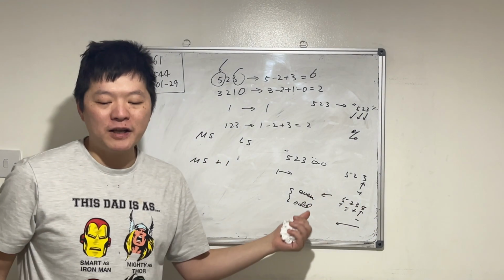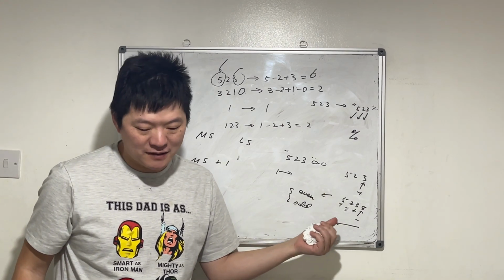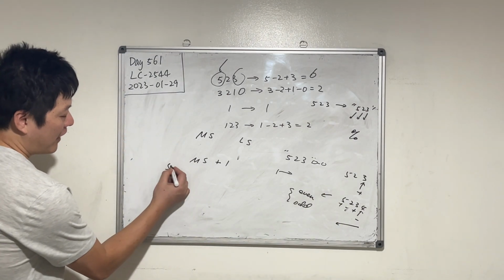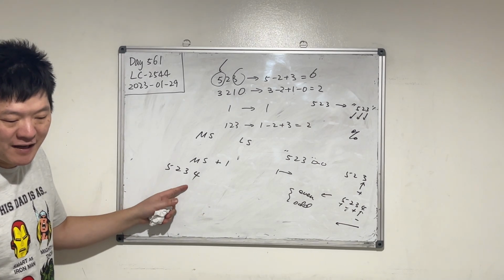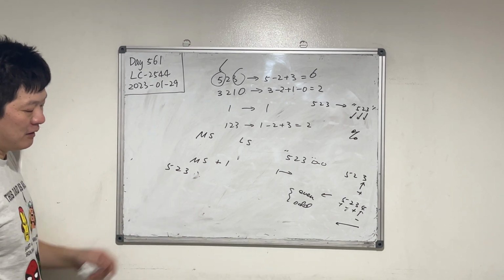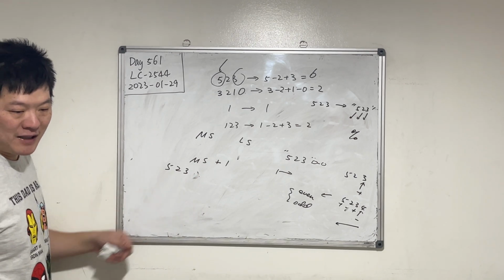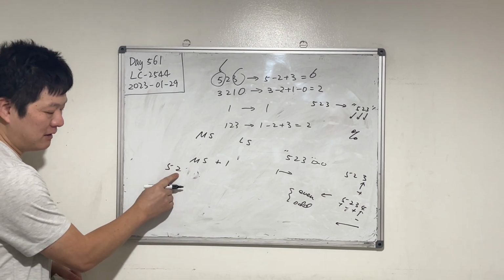But why do we need to care about starting from the right to the left? Because it's easy to do the math with modulus. Look, 5, 2, 3, 4. How do we get the 4? Modulus by 10, and then divided by 10. How do we get the 3? Modulus by 10, divided by 10. Modulus by 10, divided by 10.